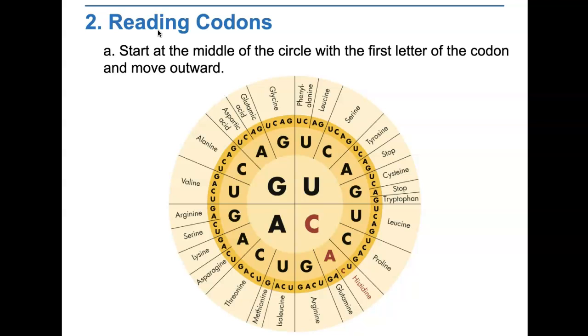Start at the middle of the circle with the first letter of the codon. Move out to the second ring to find the second letter of the codon. Then find the third and final letter among the smallest set of letters in the third ring from the center. Next to the third letter is the amino acid that the codon specifies.